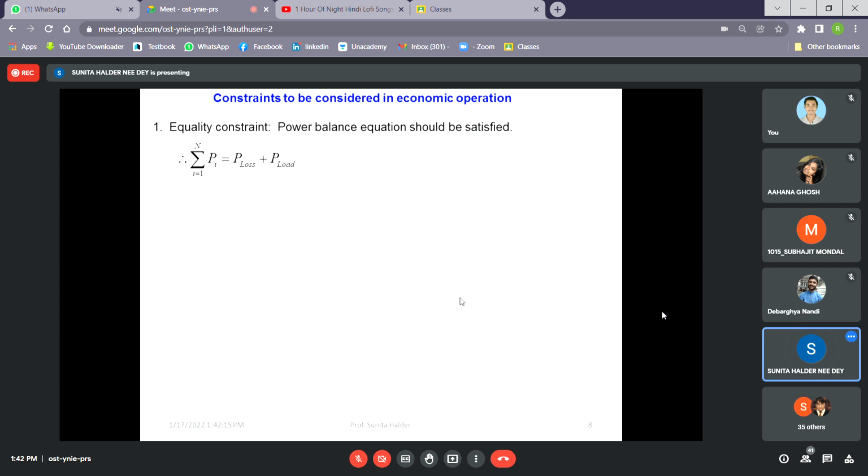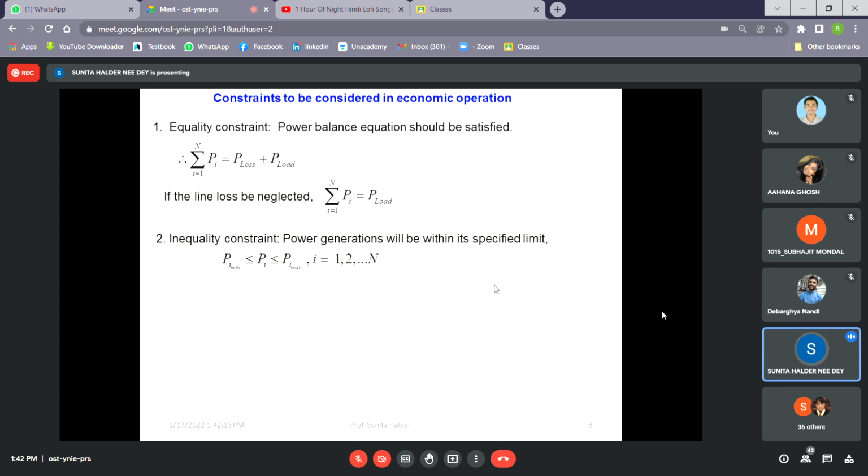So now we are actually finding out how those units will be loaded for a particular load, right? Which conditions should be satisfied? At first, the cost should be minimum, and second, the power balance equation should be satisfied. That means generation should be equal to load plus loss. Here loss is neglected, so generation should be equal to load. Then the inequality constraint. For every generation, there is a minimum limit and a maximum limit.